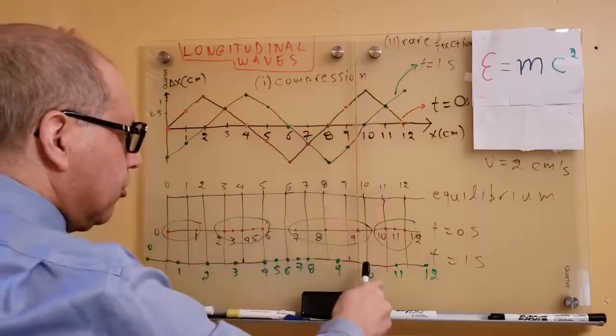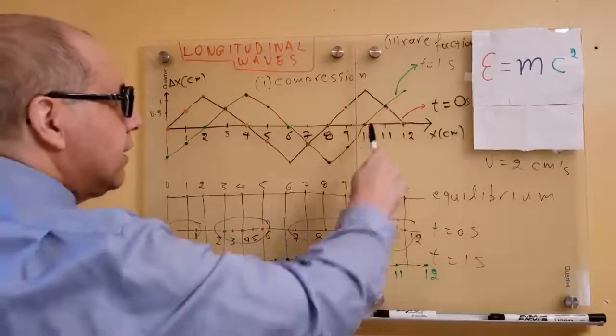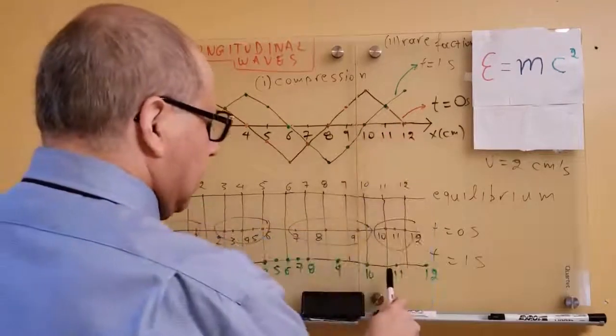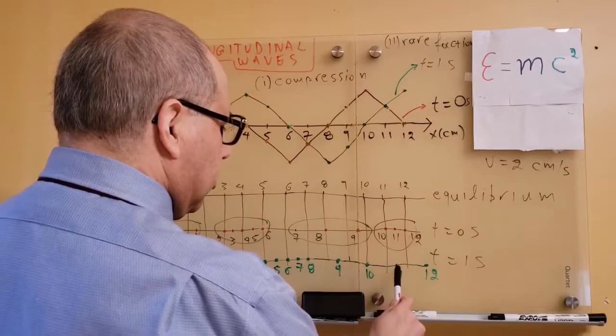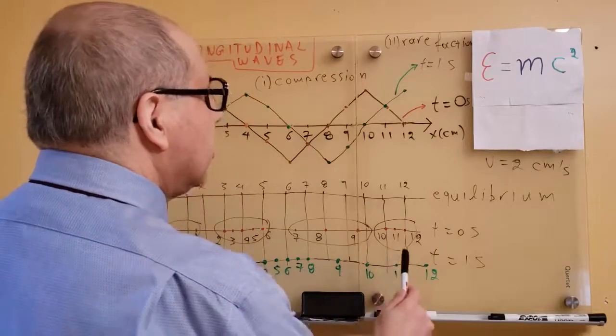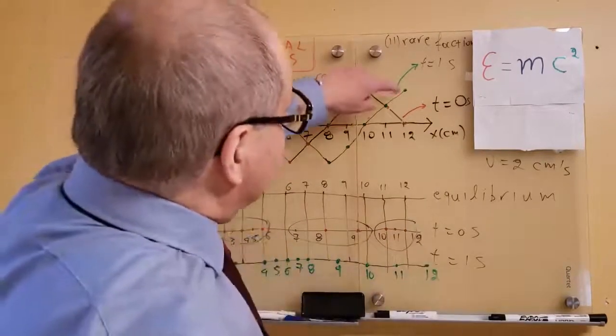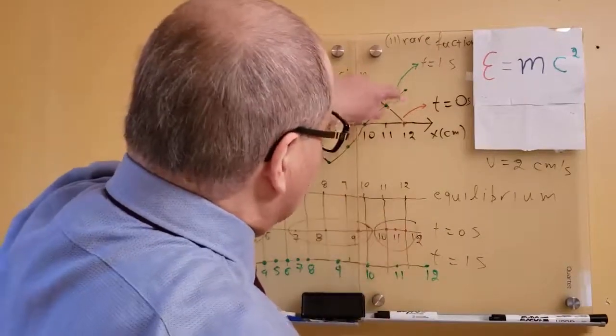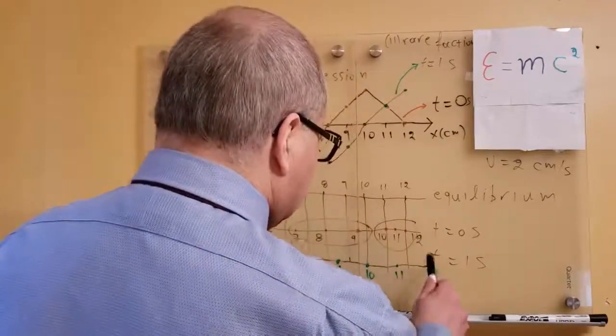Point 10 is at the position of equilibrium, so it's here. Point 11 is half up, so it goes from the initial point half to the right, so it's here. And finally point 12 is at 1 up, so it goes 1 to the right, so it's right here.